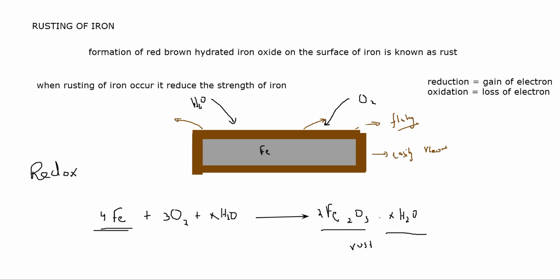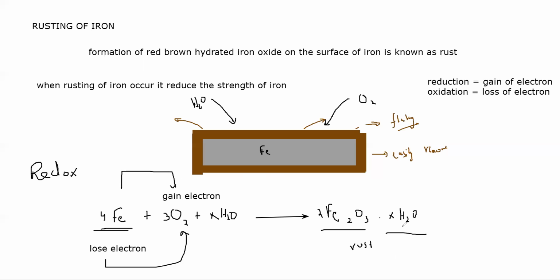So iron is a metal, it tends to lose electrons, whereas oxygen is a non-metal, it tends to gain electrons. That's why we call that a redox reaction. Iron will lose electrons and oxygen will gain electrons from iron. So we call this reaction a redox reaction. Is the formation of the rust clear?